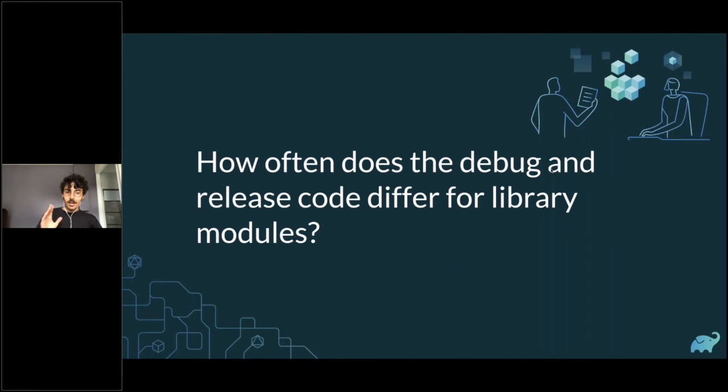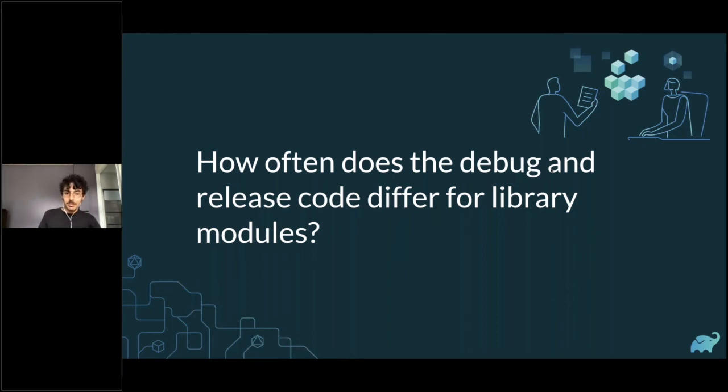So the question to ask here is how often in your build does the debug and the release code differ for all your library modules? If you have 100 modules, how many of those actually have different code in the debug and the release variants? It's usually maybe 1, maybe 2, usually not that many. So why would you build all the code twice for all those modules? Even if you're only using the debug variant locally, you still need to build it twice on CI.